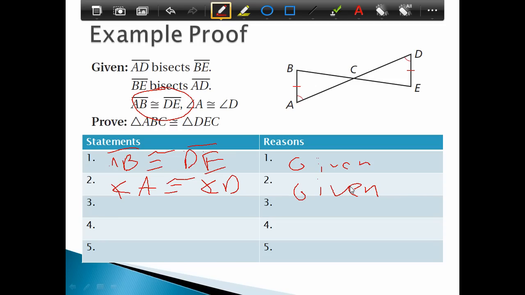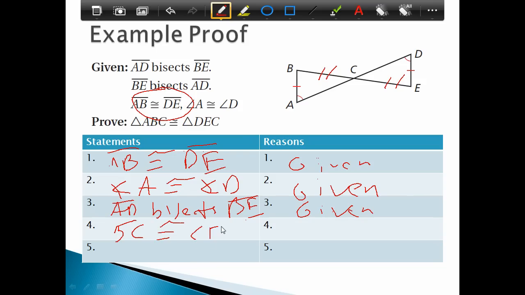At the top, we've got AD bisects BE. All right, let's deal with that. AD bisects BE, and that was given. So what does that mean if AD is bisecting BE? Well, bisect means cut in half. So if AD is cutting BE in half, I should end up with 2 equal parts there. To me, it looks like it's going to be BC and CE. So let me go ahead and say that BC is congruent to CE.